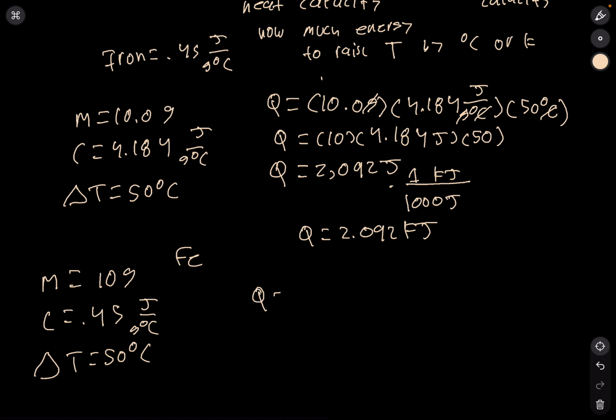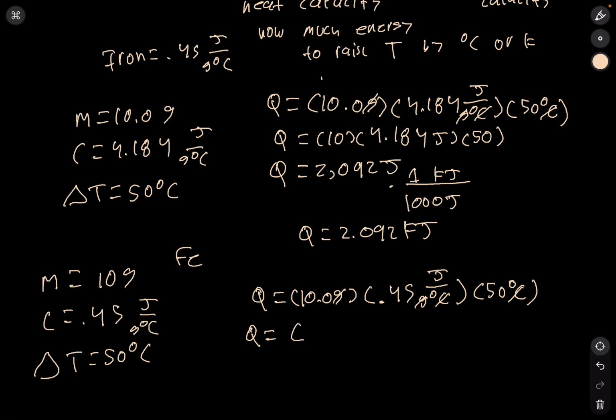From here, we plug everything in. Don't forget your units or variables. You can see where everything is about the same except for the heat capacity. So when you cancel out degrees Celsius, then you cancel out grams.